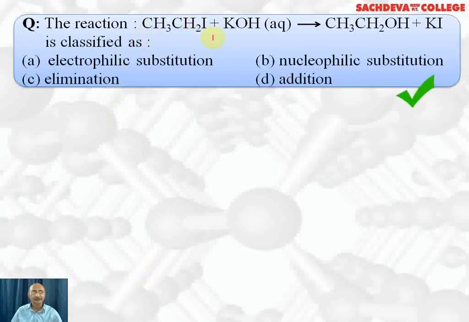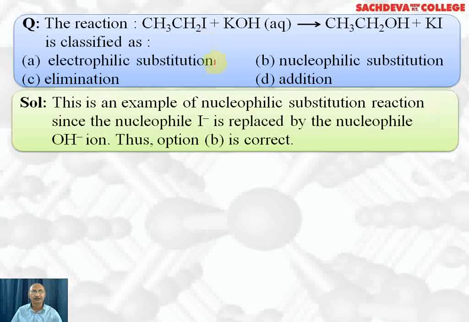Next question: the reaction CH3CH2I plus KOH gives you CH3CH2OH plus KI is classified as electrophilic substitution, nucleophilic substitution, elimination, or addition. Correct answer is nucleophilic substitution because OH negative ion is replacing I negative ion. That is, one nucleophile is replacing another nucleophile. So we call it nucleophilic substitution reaction. Iodide ion is replaced by OH ion, which is a stronger nucleophile. So option B is the correct answer.